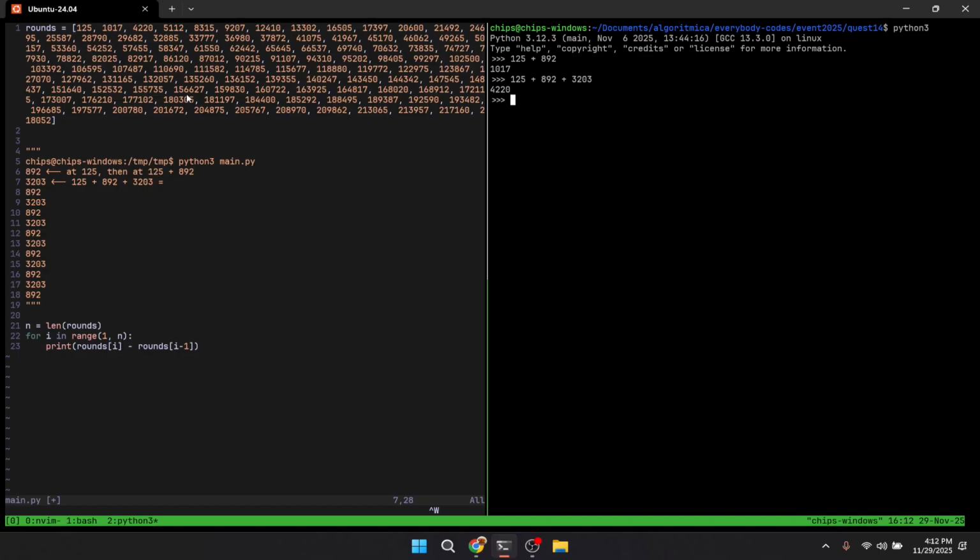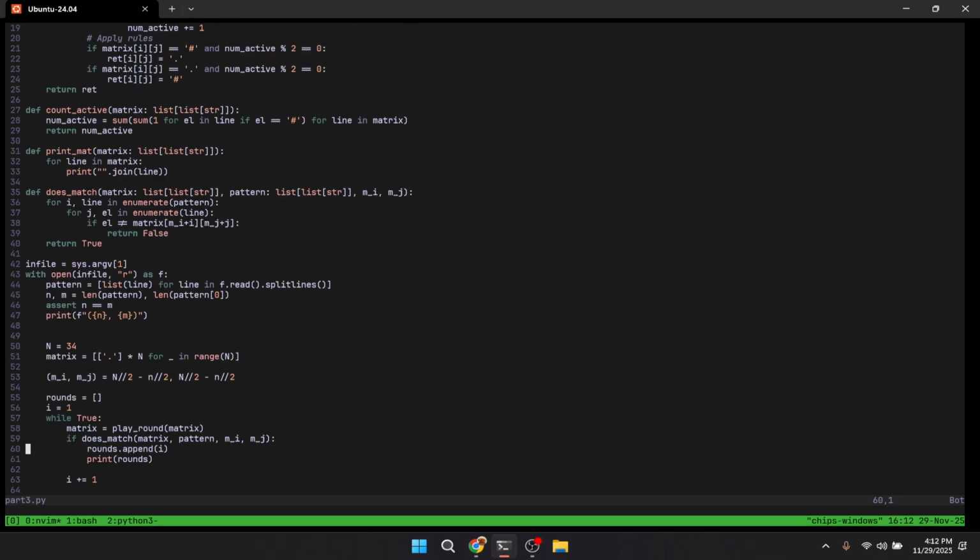I guess now the question would be, how many active things does it have? Because that's what you're interested in, right? So you know that you're at this specific round, but let's also just print. So let's print I, and print just the count of active cells of the matrix.